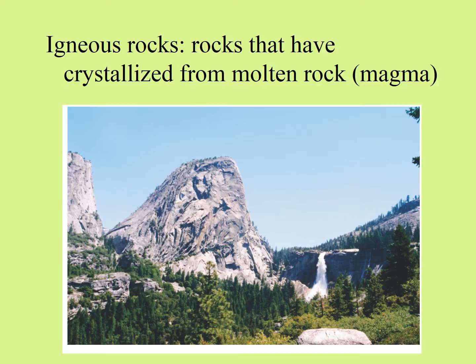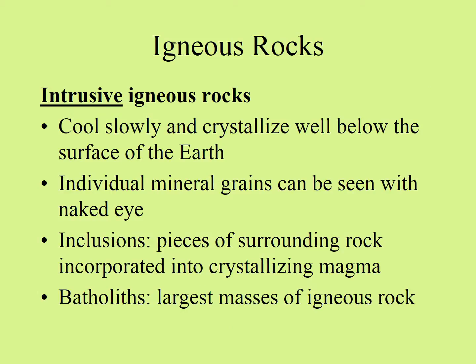And here's an example of that type of igneous rock. It's an intrusive igneous rock. What is that? It's on the next slide. Rocks cool slowly and they crystallize well below the surface of the Earth. Individual mineral grains can be seen with the naked eye, typically, in these rocks. These often have inclusions or pieces of the surrounding rock that have been incorporated into the crystallizing magma.